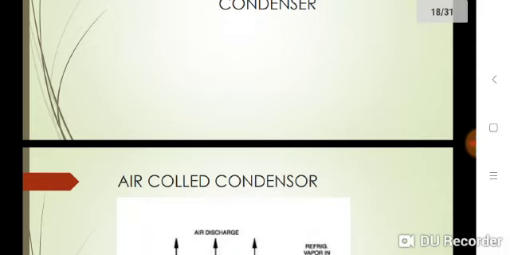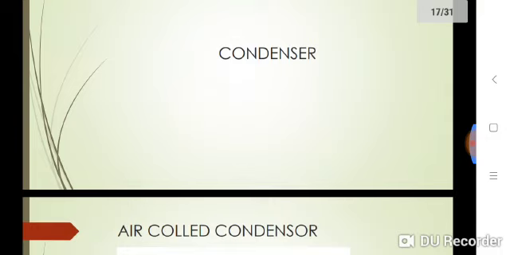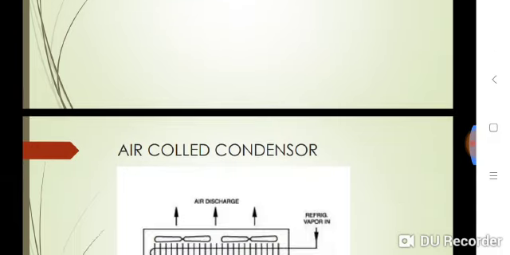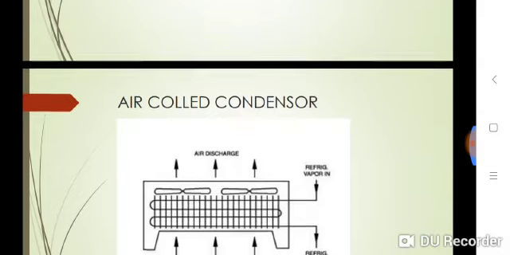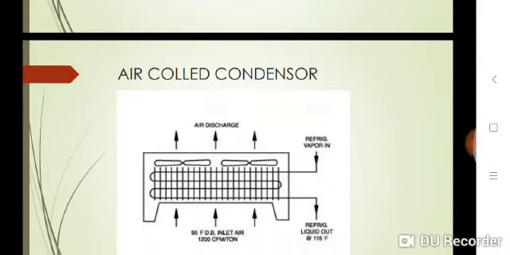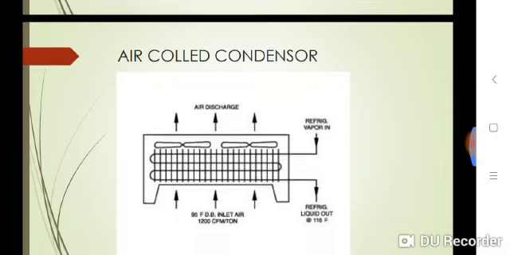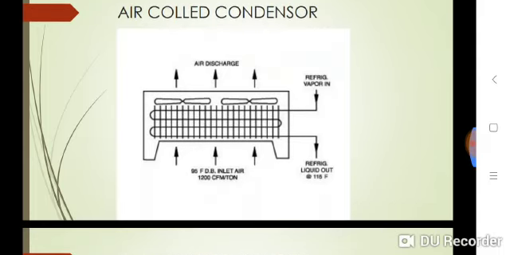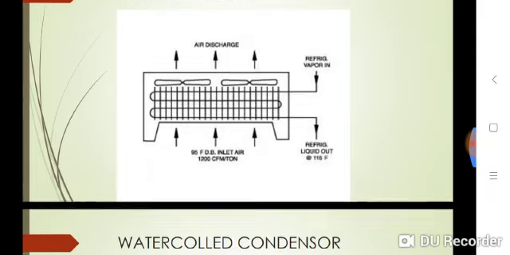Then the condenser. There are two types. The air cooled condenser: the condenser is used to change the phase of the refrigerant, from vapor phase to liquid refrigerant. Air comes across the condenser, and due to the heat transfer between the refrigerant and air, the air absorbs the heat from the refrigerant, and the phase change of the refrigerant takes place by air only.